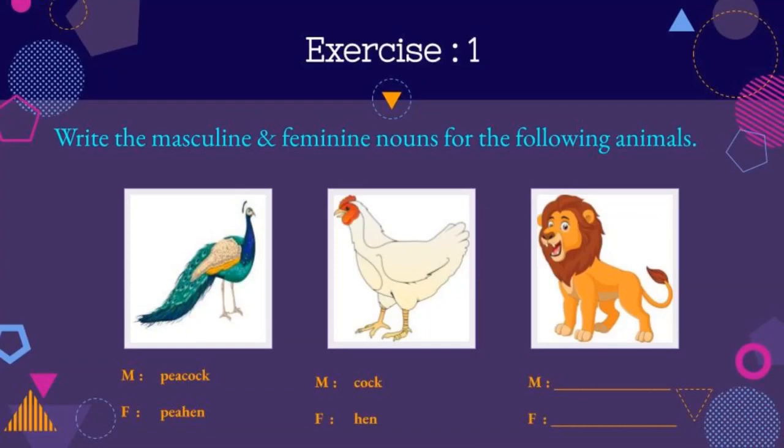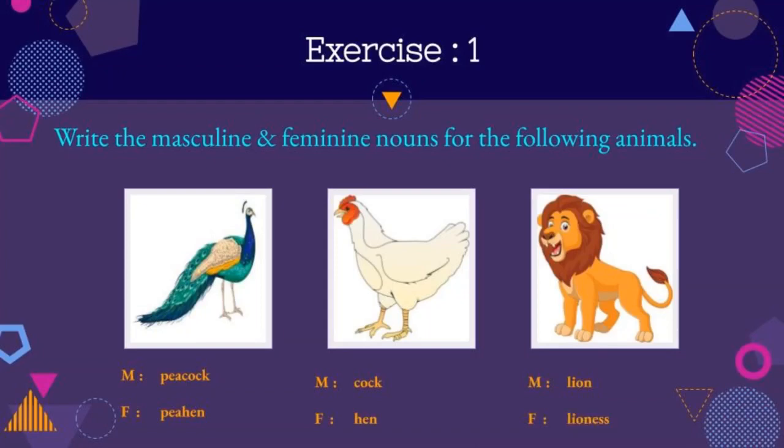What is the third picture? Yes, it's the king of the forest. It means it's a lion image. So what is the masculine noun for that animal? Yes, it's lion only. Lion is the male animal. So write the first one as lion, L-I-O-N, lion. And the next one is, what is the answer for the next one? Lioness.